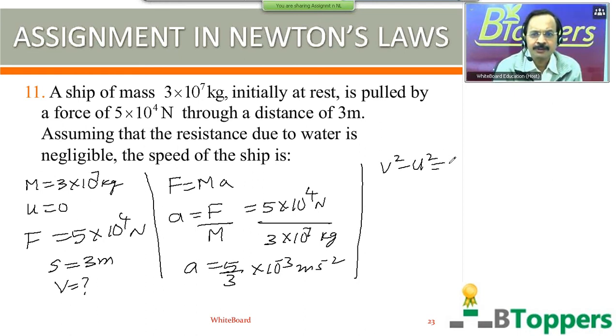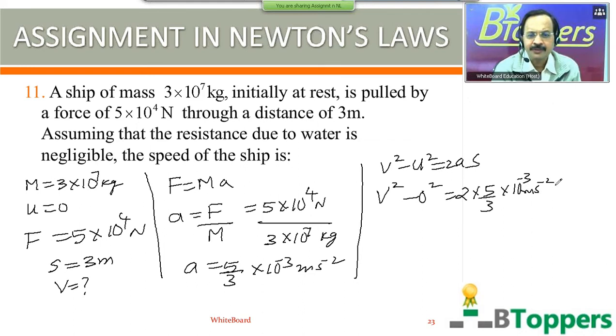So you can use the equation v square equal to 2as. The initial velocity is 0. So the acceleration is 5 by 3 into 10 power minus 3 meter per second square, and s is 3 meters. You can simplify this yourself. You get the answer as 0.1 meter per second.